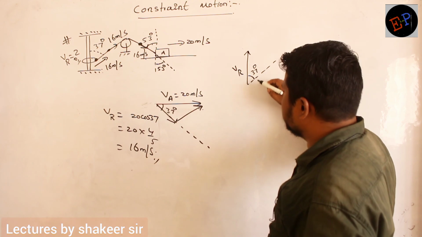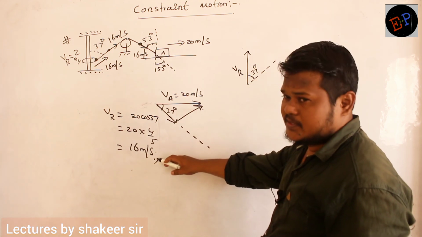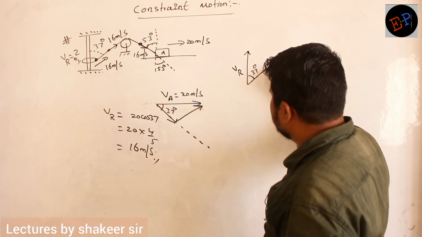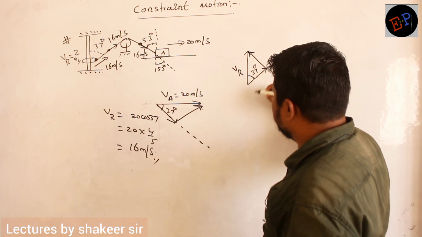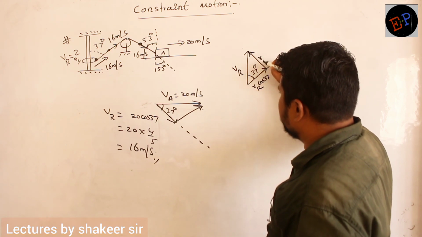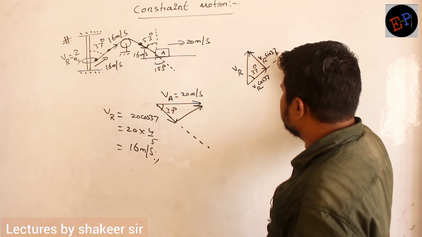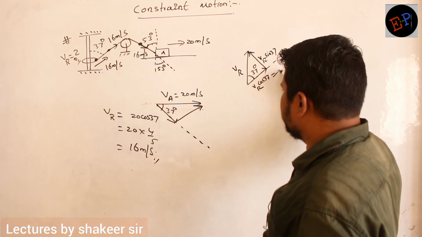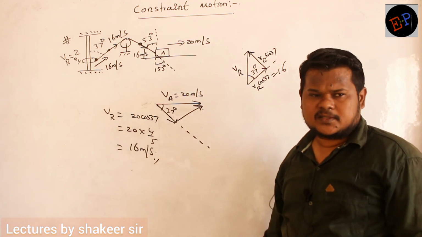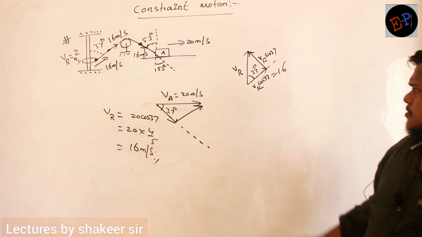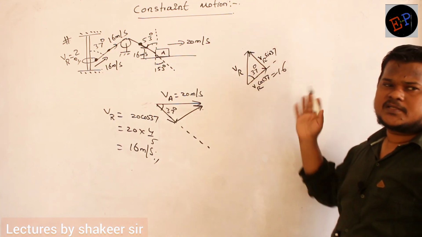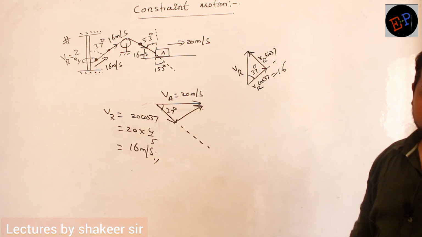And what is this velocity? This velocity, the rope velocity, is nothing but 16. So split this VR in the direction of the rope. So this is VR cos 37 and this is VR sin 37. So VR cos 37 is nothing but 16, because VR cos 37 is in the direction of the rope. Rope velocity is 16.